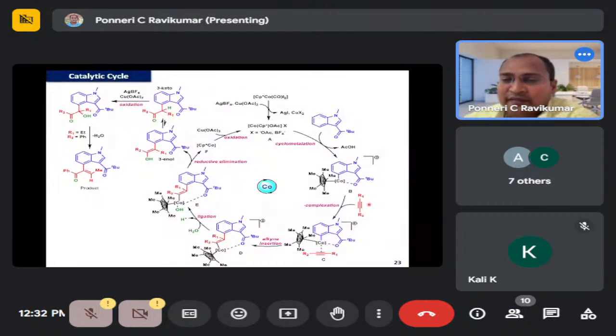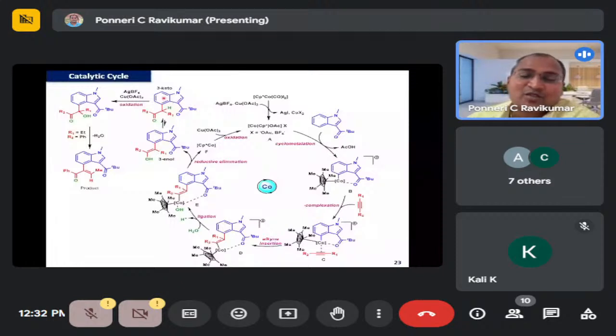And then the alkyne coordinates with the cobalt, and it inserts. This is the key step where the oxygenation takes place. The water that is generated from TFE ligates with the cobalt and undergoes reductive elimination to give this enol. The enol then tautomerizes to this ketone. This is the ketone that we were obtaining as a side product in our other application studies.